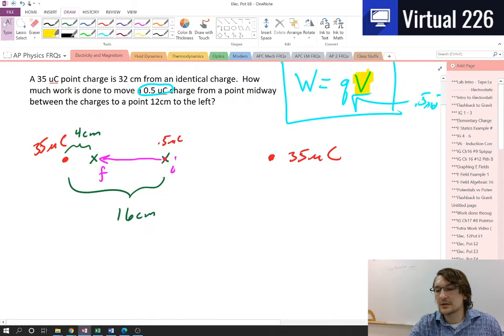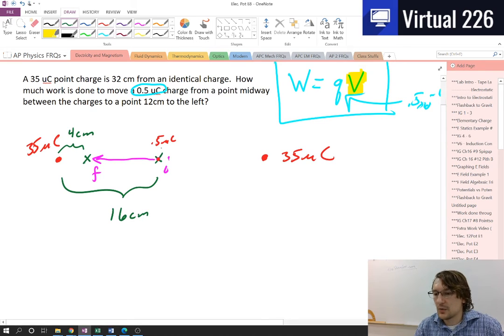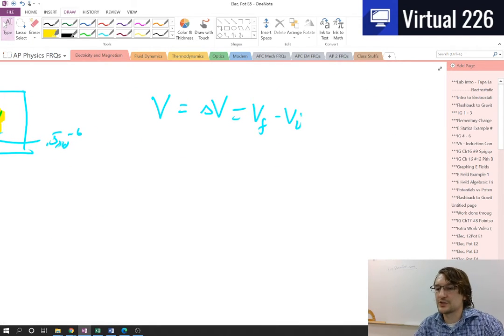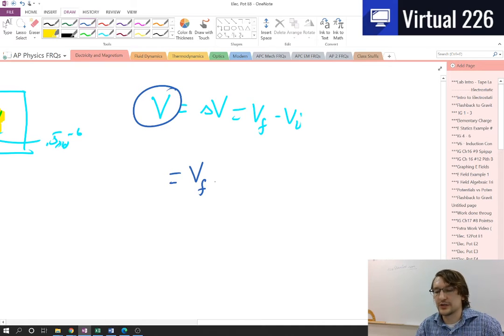And what we have here, we have 2 points, one from the center and one over here on the left-hand side, that will both have some numerical quantity for the voltage there. And we need to find that voltage difference. So what we're going to have to do to find our voltage in this problem is take the final voltage minus the initial voltage.